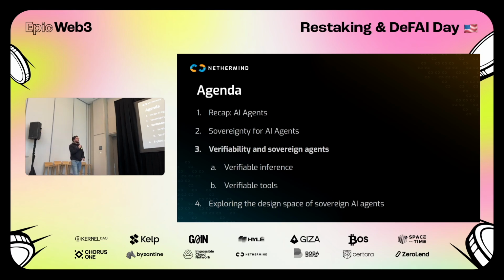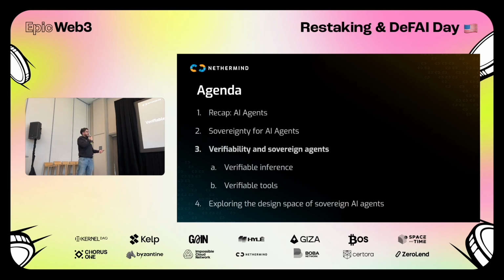Perfect, we're on time. So the next point for us is going to be verifiability and sovereign agents. So appreciate your attention as we're working through the AI section of things. Let's come back to the restaking section of things. Where does restaking come into the picture? This is what's coming next.